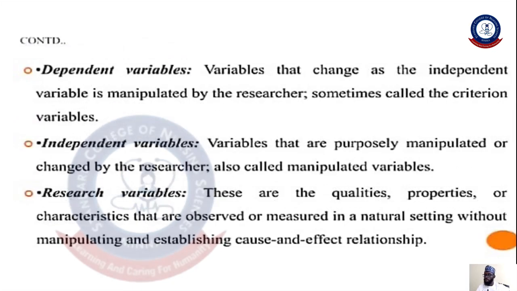And we have different types of variables. We have dependent variables, independent variables, research variables, and many of them. So there is dependent variable. Dependent variables, these are variables that change as the independent variable is manipulated by the researcher, sometimes called the criterion variables. Dependent variables, these are characteristics that depend on the independent variable.